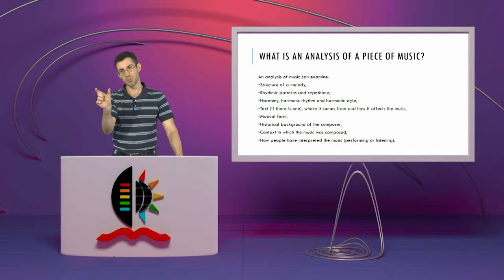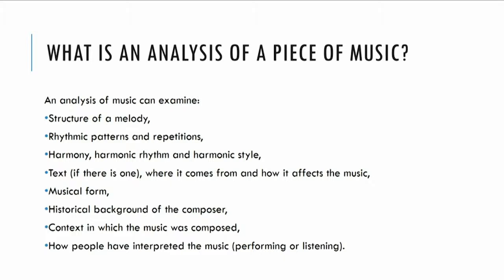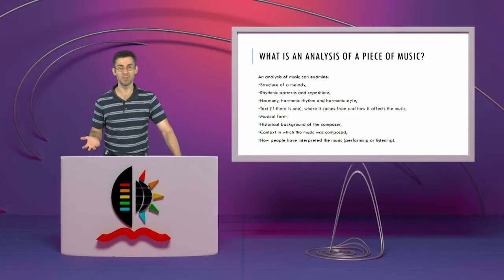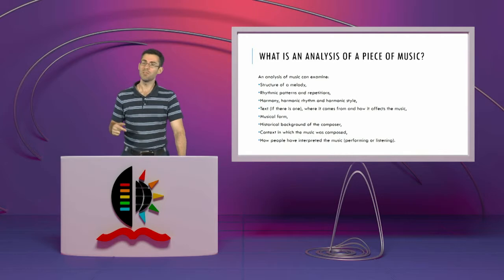So if the text is broken up into three sections, perhaps the music also reflects those sections. An analysis of music can also look at the historical background of the composer. And you might say, why is that important? Why do I need to know anything about the history of the piece? Well, the history of the piece can give you an inkling of why it was written in the first place. And that might give you a clue as to how you might interpret the piece.